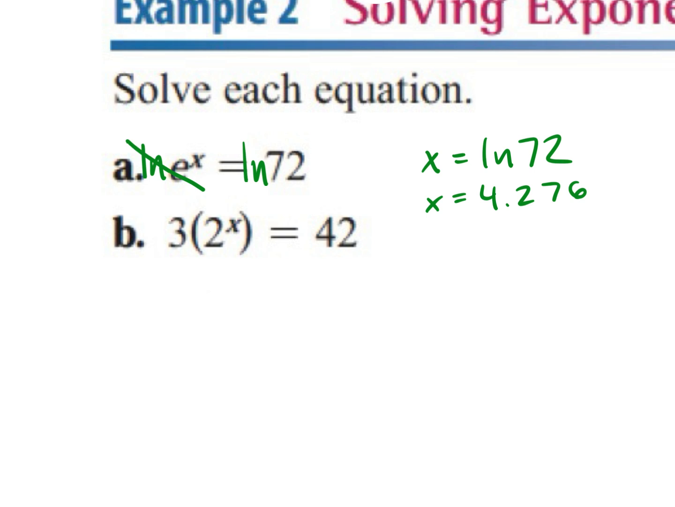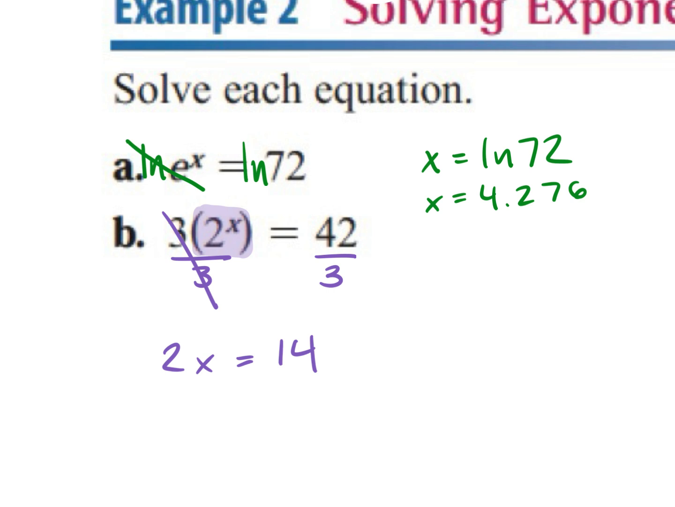Now we can only use the log property or the inverse property once that base is isolated. So for a question like B, we want to get the exponent part to be all by itself first. So how do you think I could move that 3 to the other side? Divide. Perfect. Since 3 is being multiplied, we're going to divide both sides by 3. So it'll cancel out. So we have 2x equals 42 divided by 3. So that would be 14.